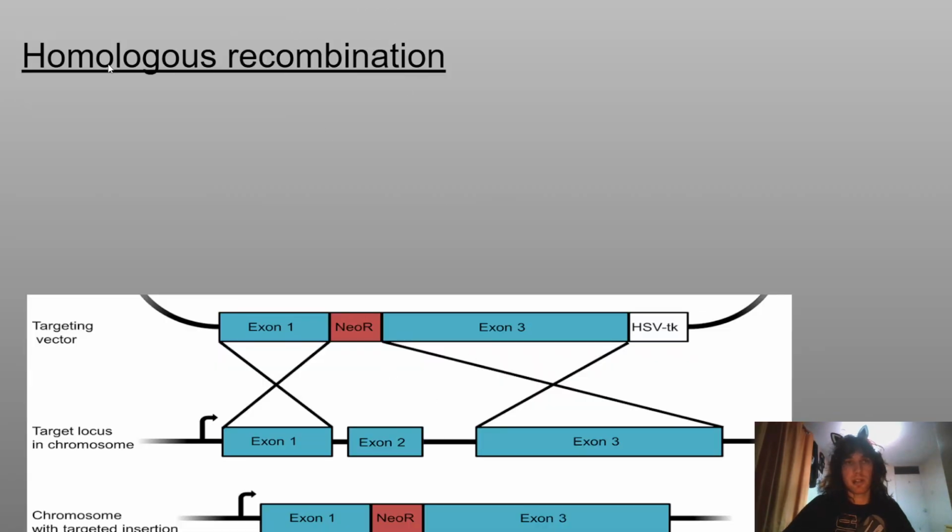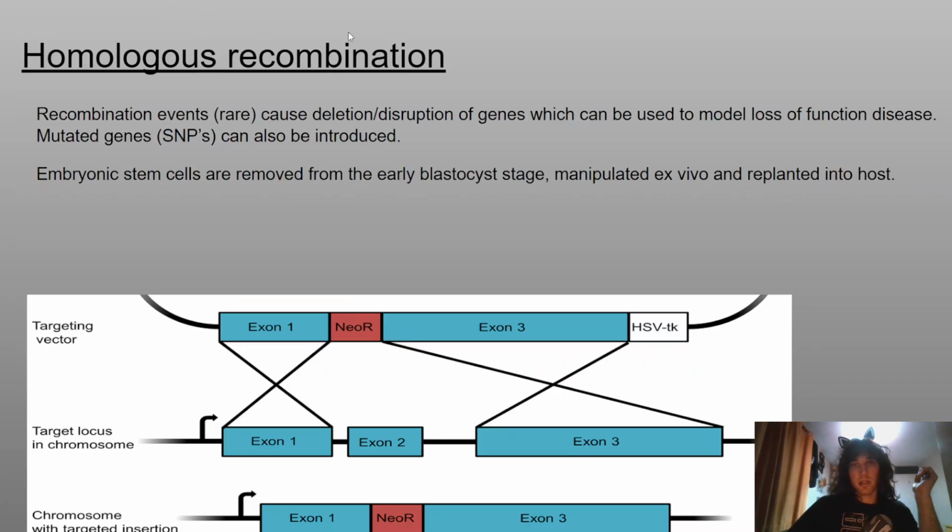Next, we have the second way of creating an animal disease model, which is homologous recombination. What is it? This uses recombination events, which are really rare.